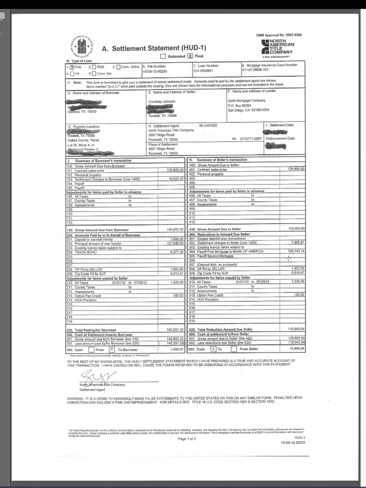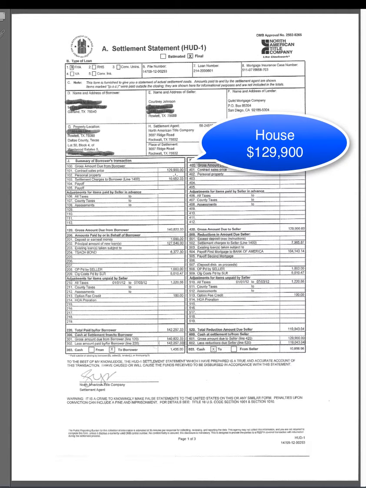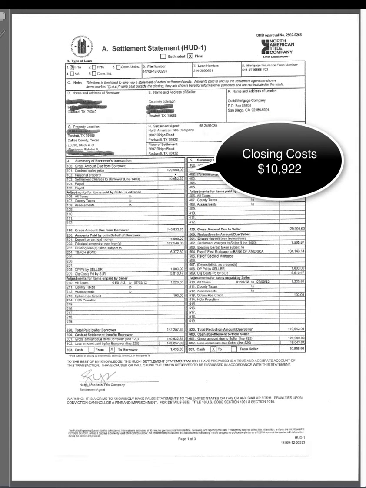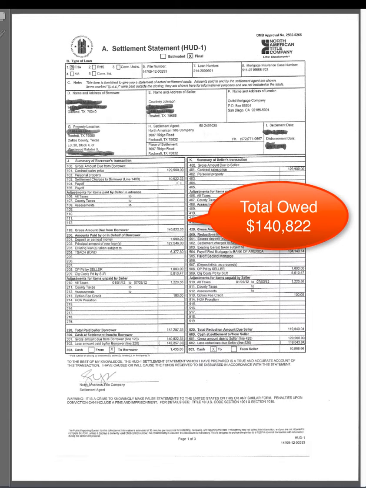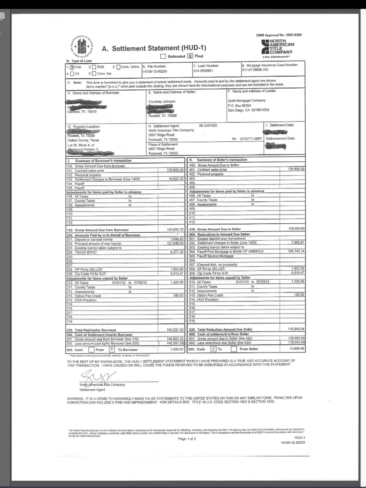The contract sales price for the house was $129,900. The settlement charges, or the closing costs, were $10,922. So the total amount owed by the buyer was $140,822.33. That sounds pretty grim. She's paying $10,000 more than the cost of the house. But let's look at the money she has coming back to her. The deposit money that she put up of $1,000 is now recredited to her.